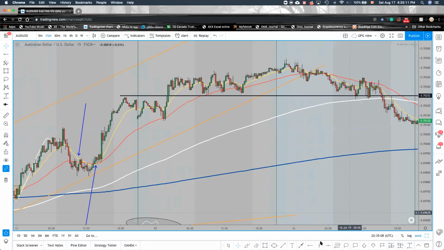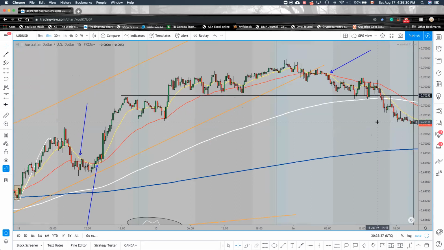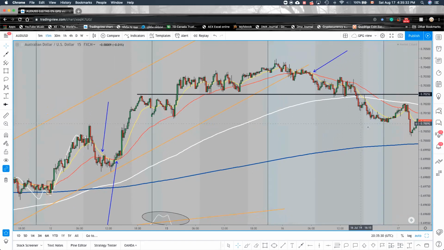Very beginning of the session, before the London session, you can see the EMA crosses down. Price is now failing to break 50, failing to break 200. So you wait for a little more confirmation. It breaks the 200 completely, retests it. So now you know that you can sell it.